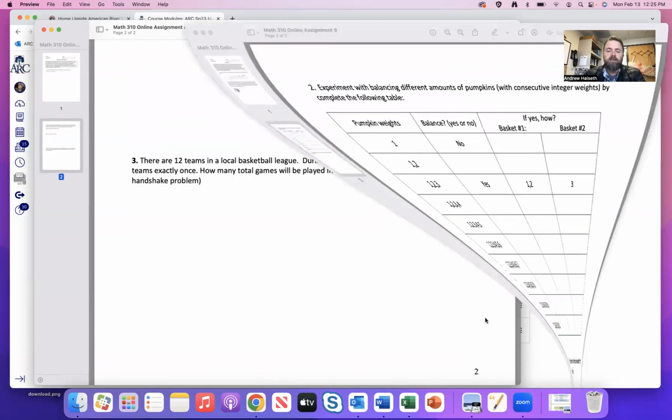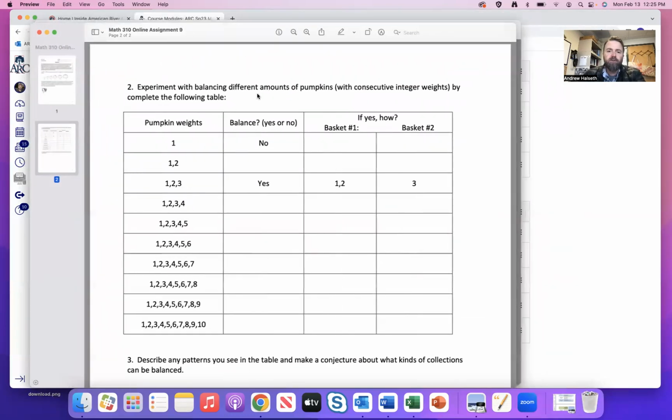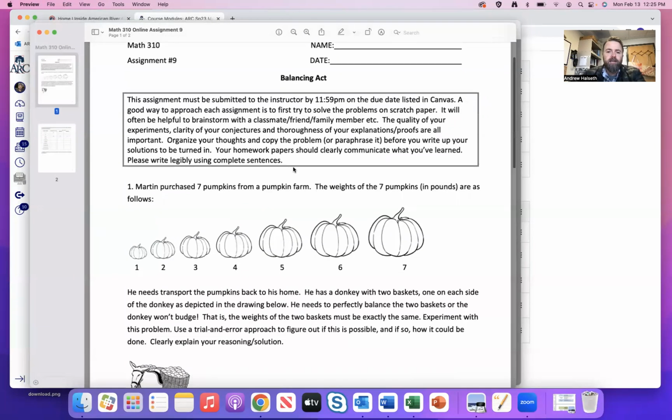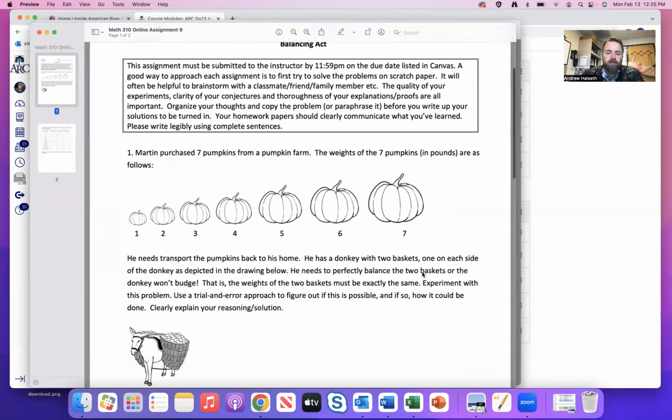And then the other assignment is something brand new. It's called balancing act. So back to some exploration here. The idea is you have, in this first example, 7 pumpkins, and these are the weights of the pumpkins in pounds. Okay. So each one is listed there.